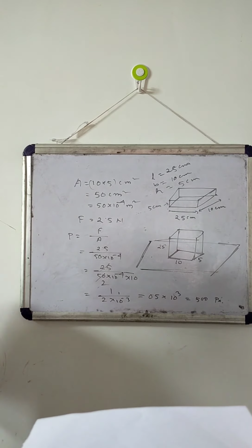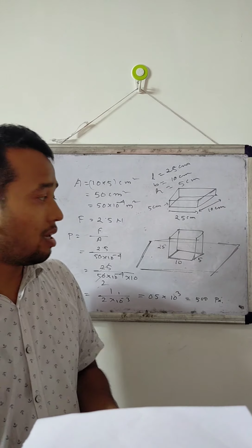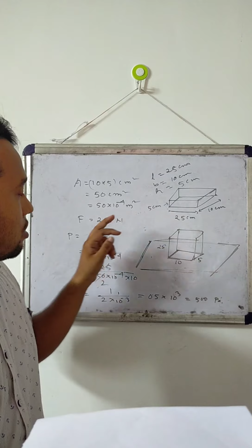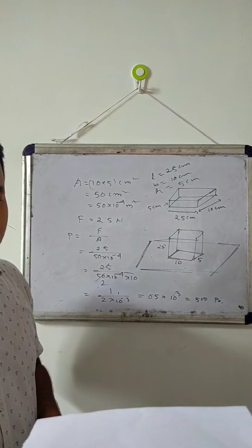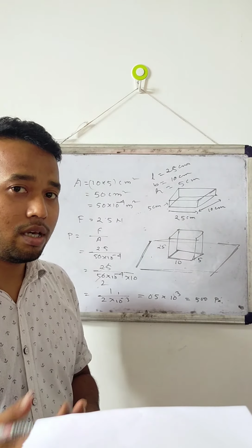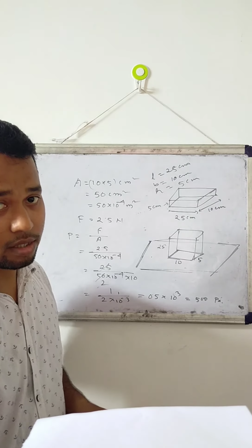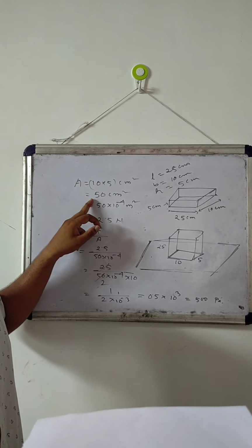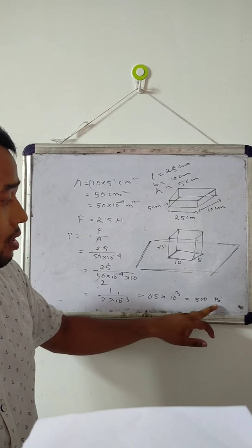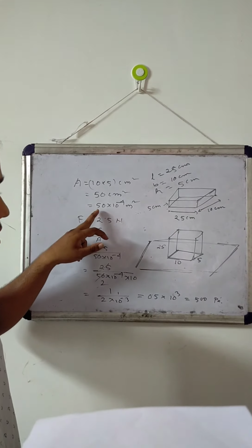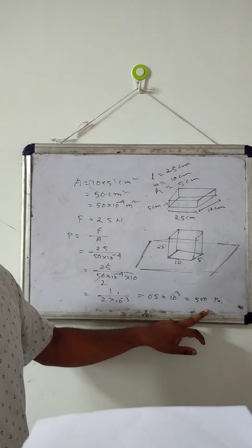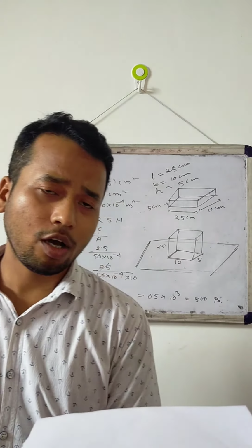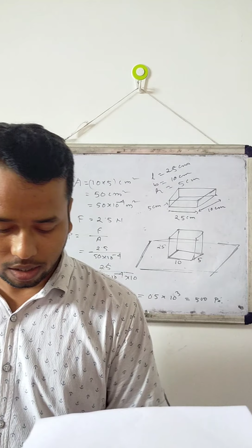Pascal. See, initially when we placed the brick like this, where area was 250 centimeter square, that means larger area, then pressure was less. But now when we place the brick like this, where area is only 50 centimeter square, we get 500 Pascal. That means less area, more pressure. So from here it is clear that if area of contact is less, then pressure will increase.